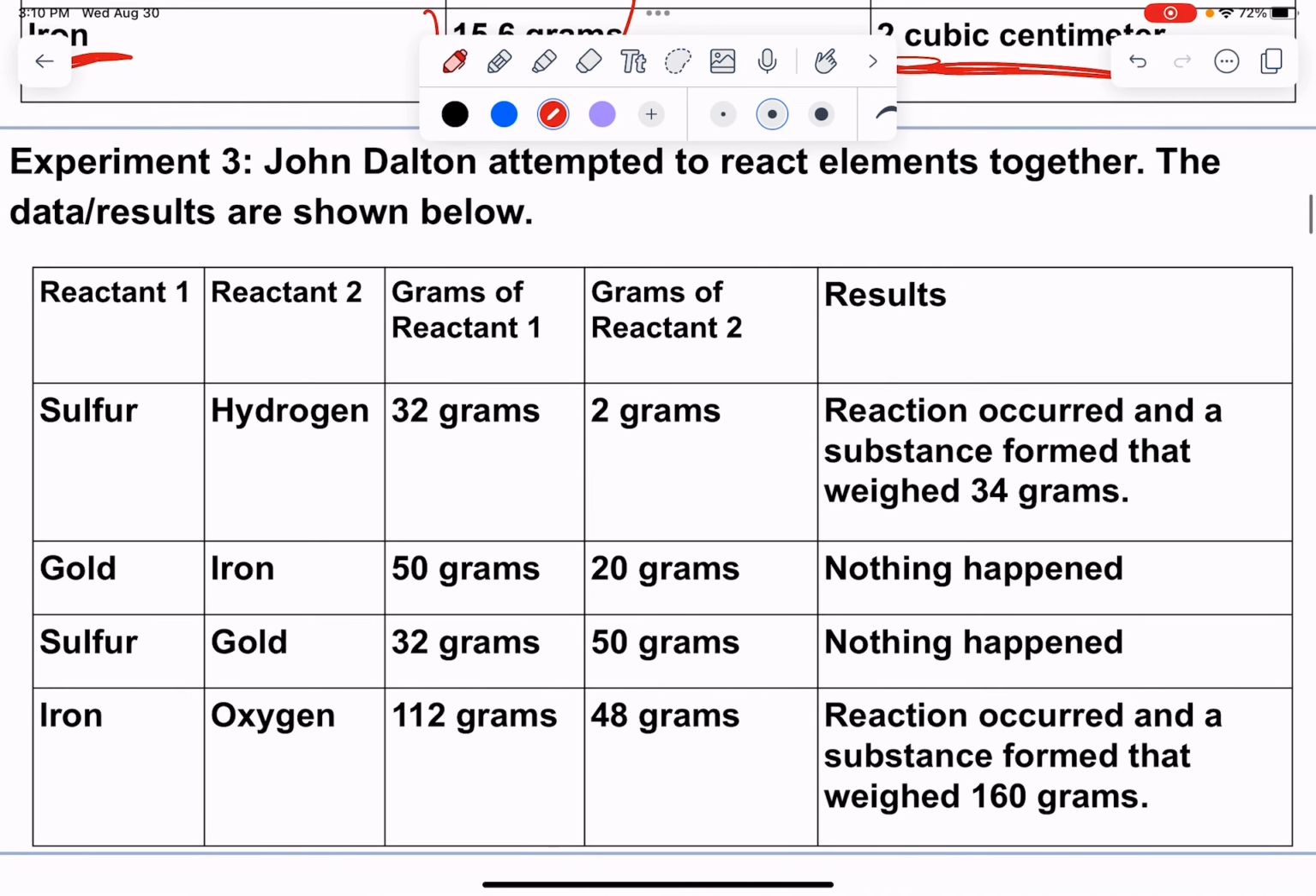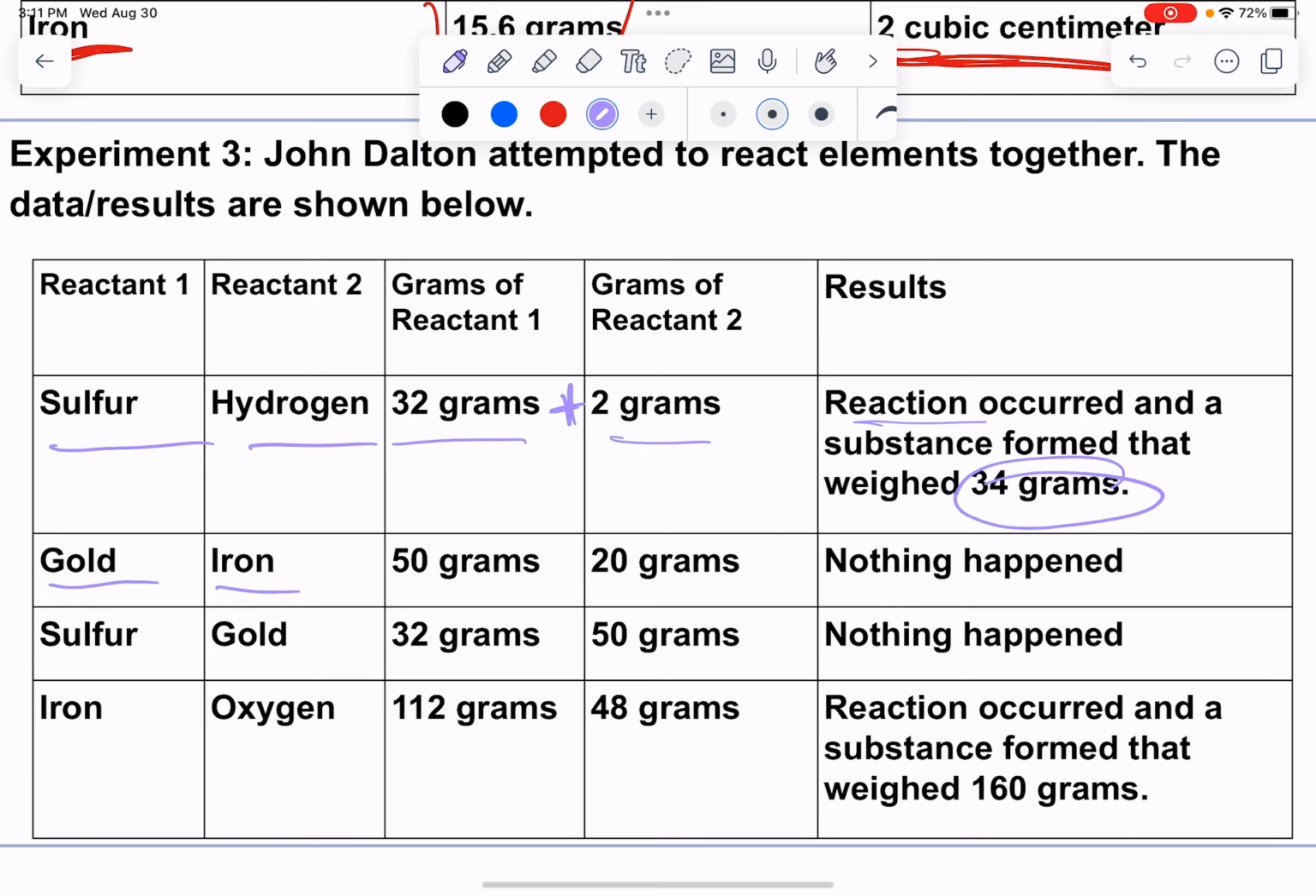Then I can come to this third reaction. He attempted to react some elements together, and the results are shown below. So sulfur and hydrogen, 32 grams and 2 grams. A reaction occurred and a substance formed that weighs 34 grams. So again, here I can see, hey, when things react, they're just combining together. He then tried to react gold and iron, and nothing happened. So not every combination of reactants will have a reaction, which is good because I don't want to react with my shirt, putting on my shirt every day.